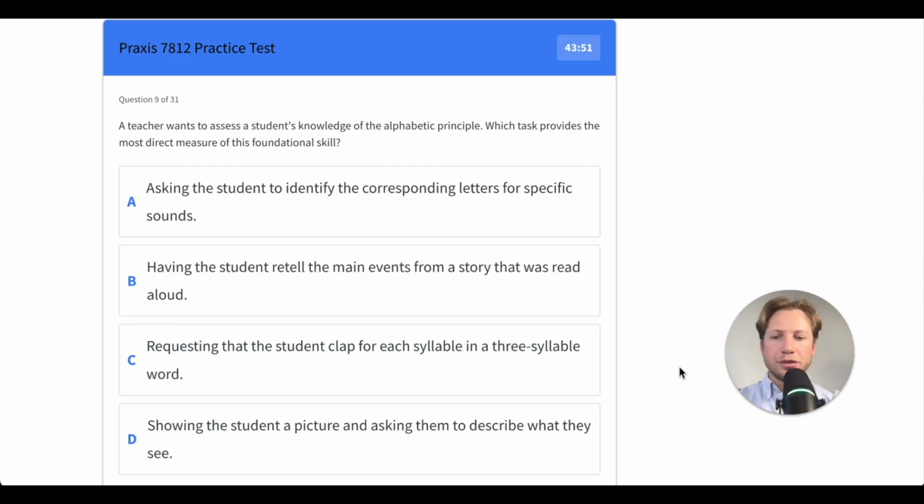So in order to answer this, or kind of know the answer instead of just guessing, we have to recall that the alphabetic principle is the understanding that letters represent sounds. So directly linking sounds to letters is the best way to assess it. And for that reason, I'm going to choose answer option A.